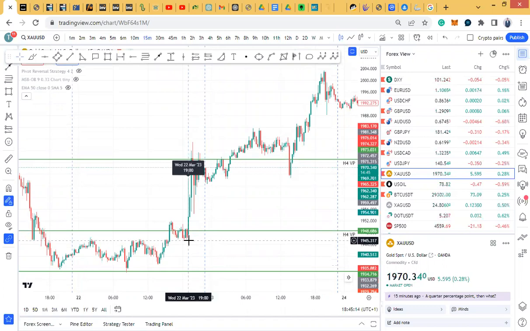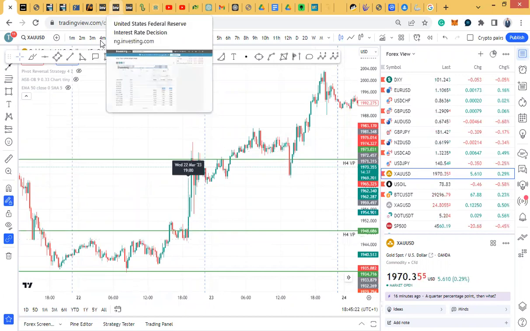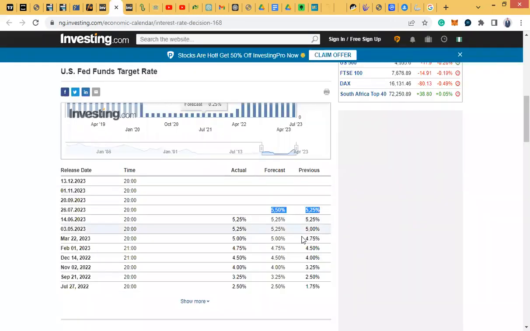So now we have a roadmap. It went up. The same data point. It's more like common sense. So since the previous was 4.75% and it was hiked by 25 basis points, which made it 5%, and the forecast was 5% and the actual turned out to be 5%, the market bought.